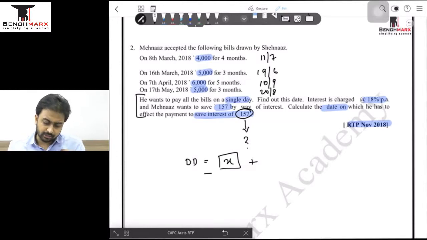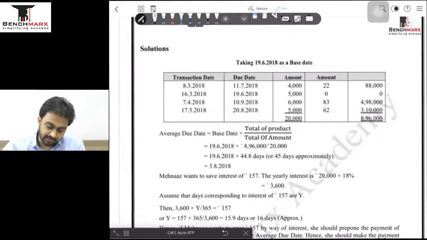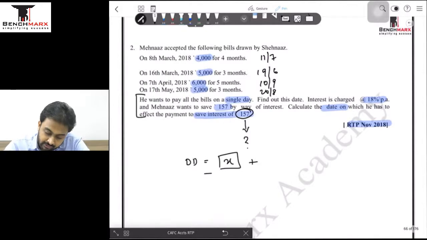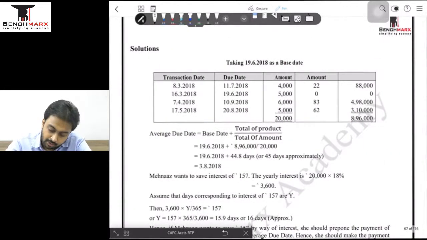So as per our method we will arrange them as per the due dates, and as per ICAI's method they will obviously keep it in the same order. Answers will not change. So let us have the format here. Due dates are 11, 19, 10, 20. Amounts obviously I will take of the respective bills.